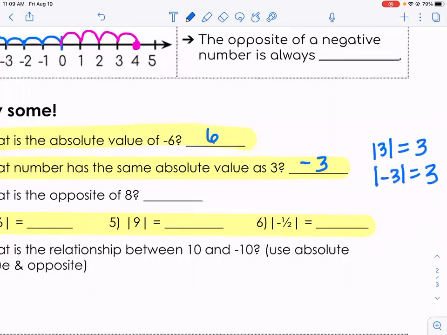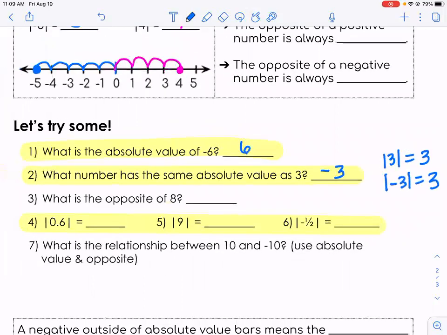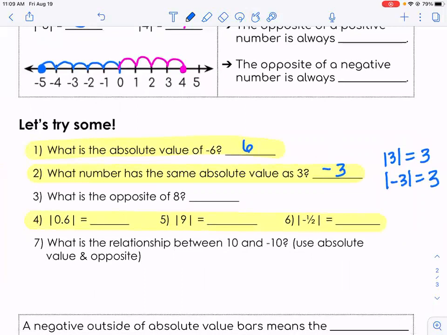Okay. So number 4, 5, and 6, fill those in for me. I have them highlighted up here.